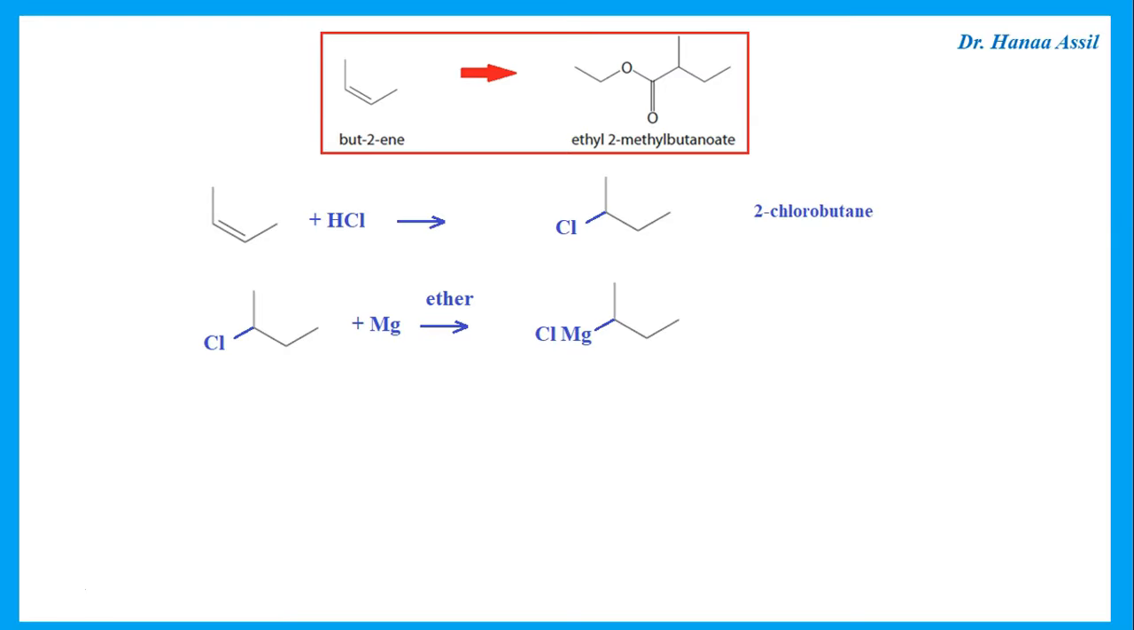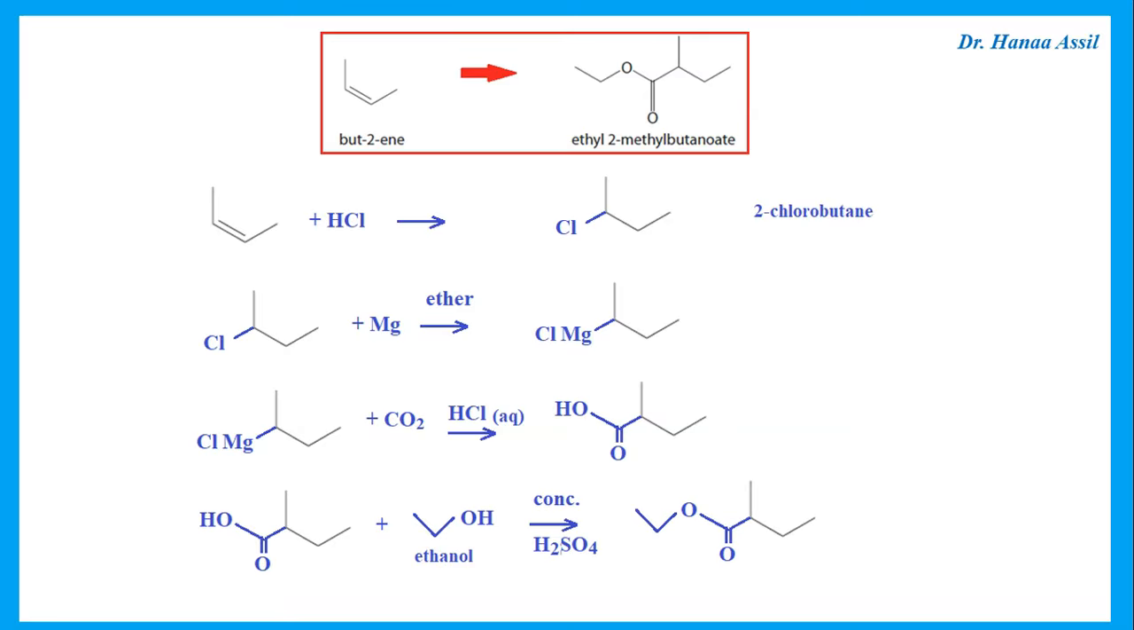We can react it with magnesium in the presence of ether and make a Grignard reagent. And from this Grignard reagent, if I react with carbon dioxide, we said that would form the carboxylic acid, so that is all the right part of the ester. Reacting this with ethanol would give the required product. Remember, this is esterification using concentrated sulfuric acid as a catalyst. So this is my product.